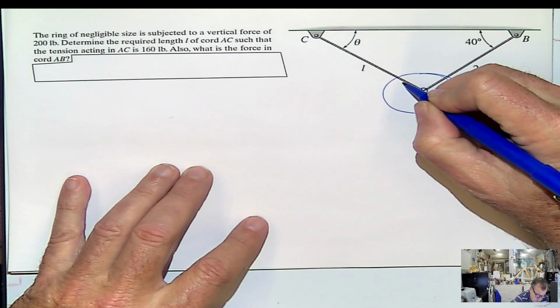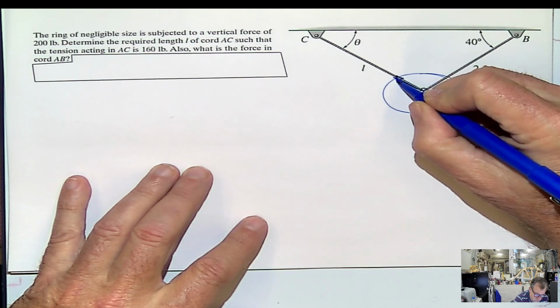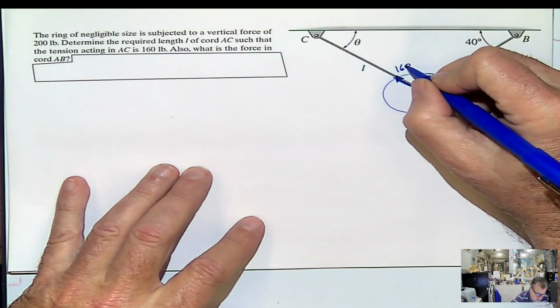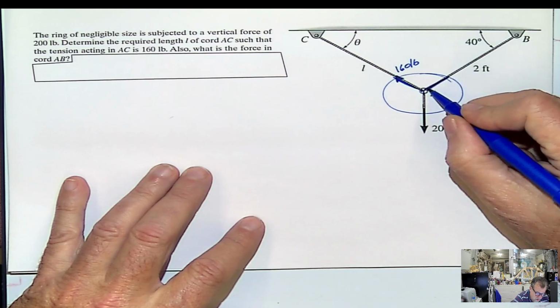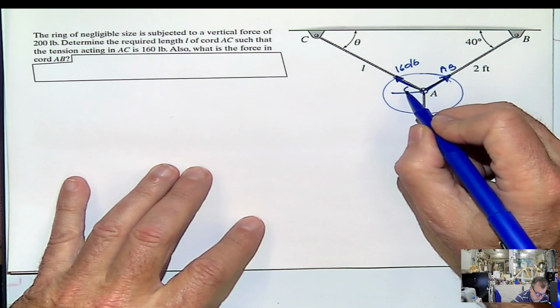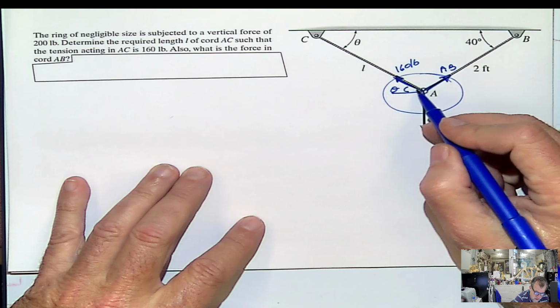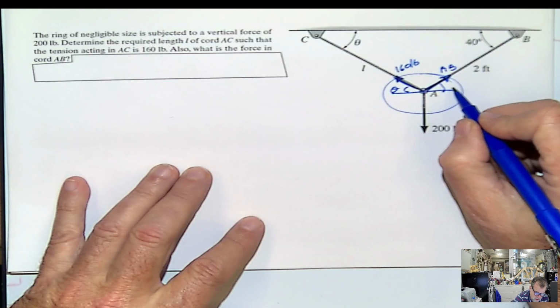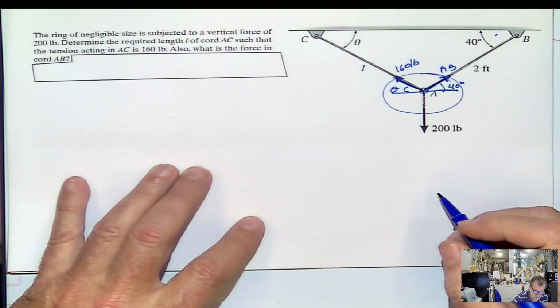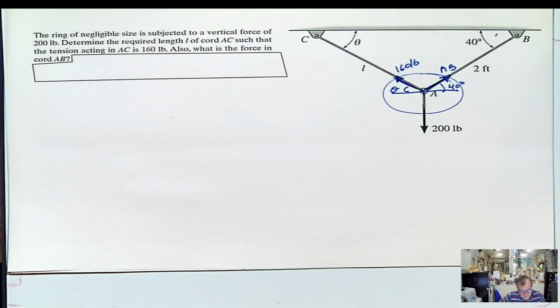And the free body diagram will be something like that, because it says that AC is 160 pounds and we don't know AB, and we don't know this angle also. So those are two unknowns, AB and the angle, and on this other side I have this angle of 40 degrees, alternate internal angles. So how do we solve this problem? We have two equations and two unknowns, so we solve the system of equations, x and y.